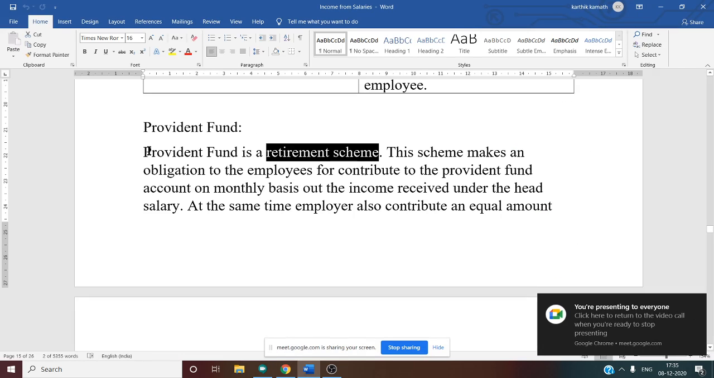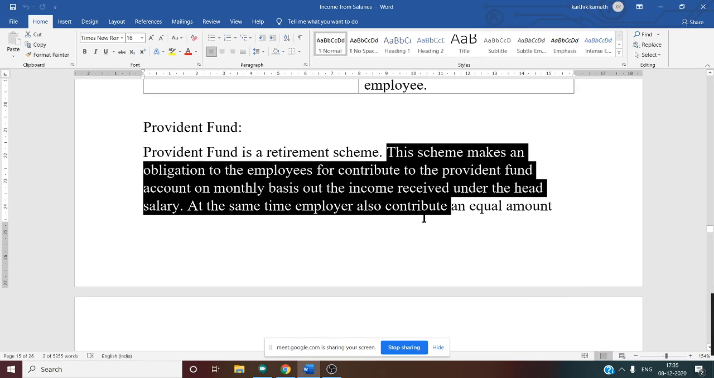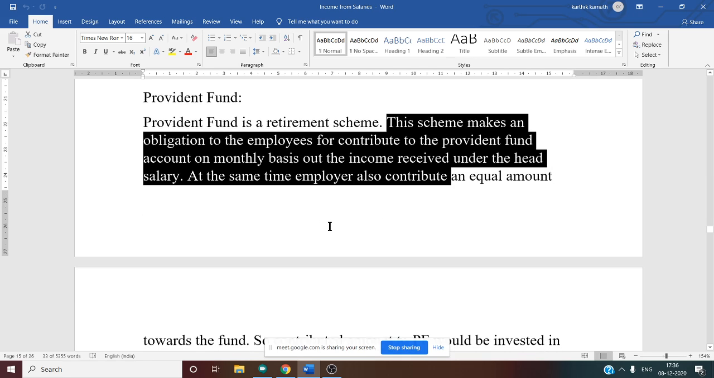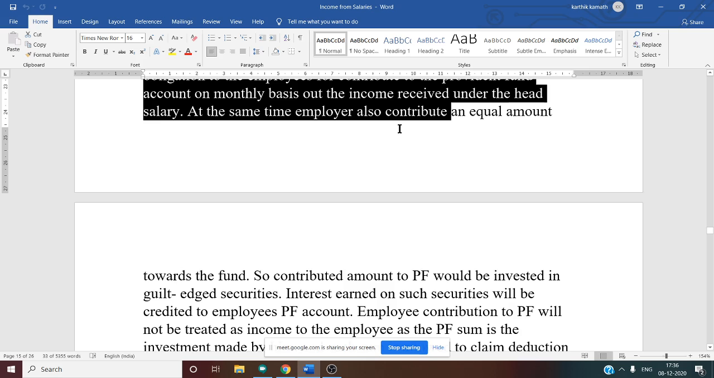That we can't say. See now, Provident Fund is a retirement scheme. This scheme makes it an obligation for the employees to contribute to the Provident Fund account on a monthly basis. So you can make a monthly investment, or you can make a lump sum amount also. Lump sum amount means for 1 year you can put the amount in PPF based on the income received under the head salary.